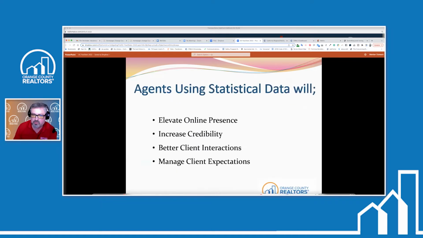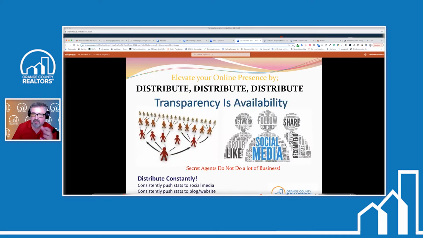And this is where InfoSparks and FastStats and statistical information is going to help you, because you're going to be able to use this information to help elevate your online presence. By talking about this information, you're going to start increasing your credibility. You're going to have better client interactions. And of course, you're going to manage people's expectations, whether you're a buyer or a seller. Now, just to dive into this, how do you elevate your online presence, or even just elevate your presence as a real estate professional? Distribute the data.